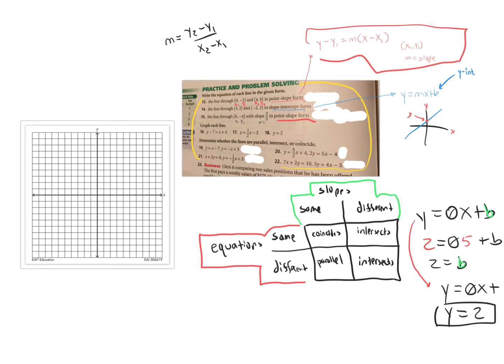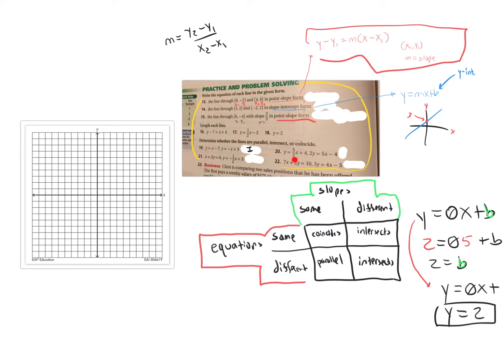All right, so sometimes just to break it down like that is super helpful. So looking at problem number 19, the slopes are different. So right away, the slopes are different, and that means we're in this column, which means that they intersect. Simple as that. So for this, we could say they intersect.